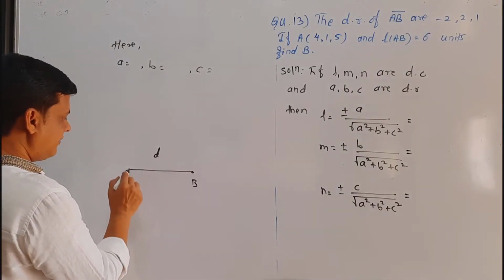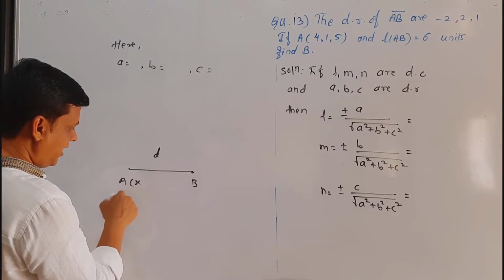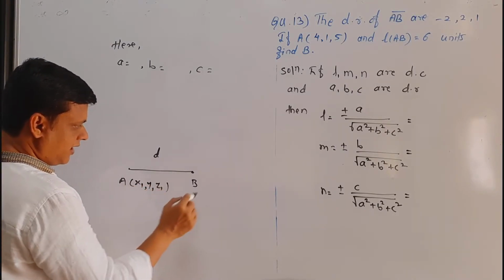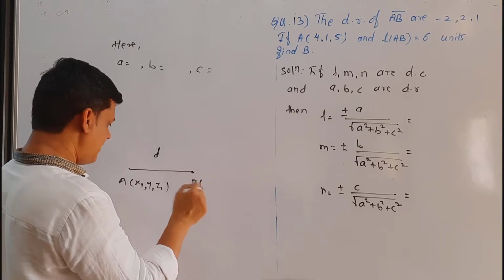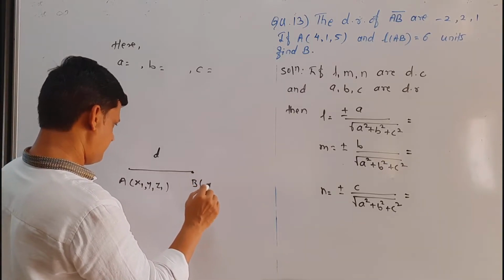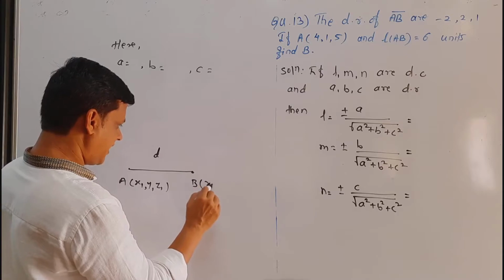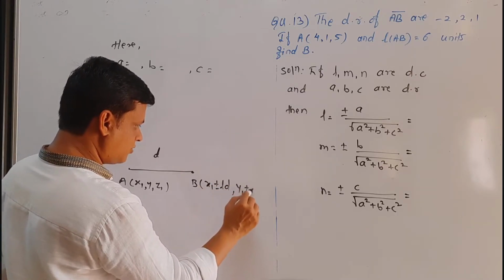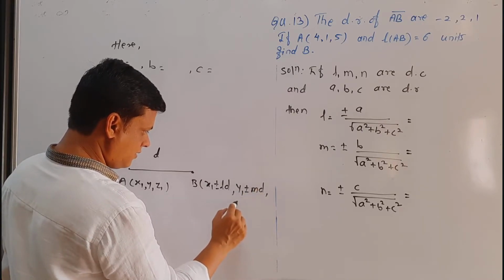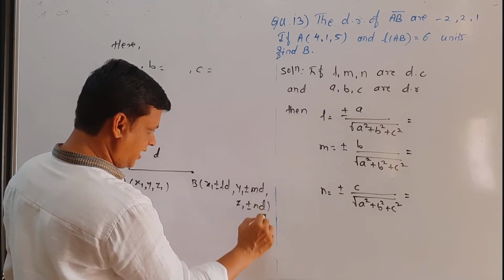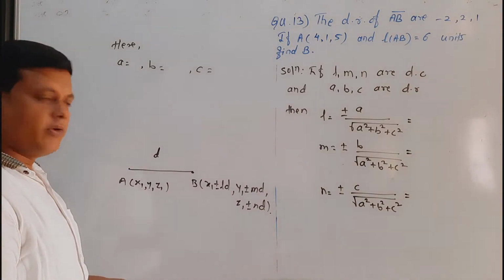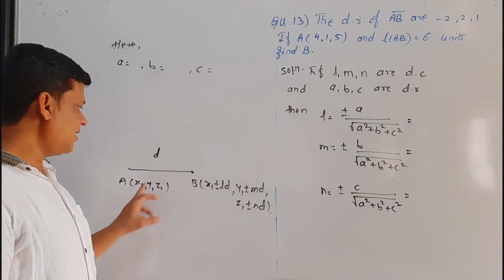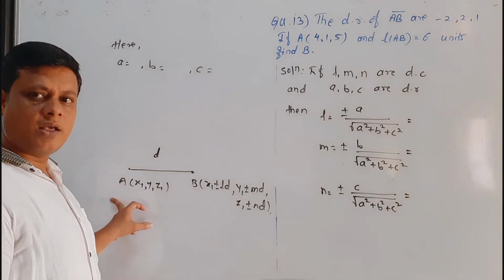So if the coordinate of point A is x1, y1, z1, then the coordinate of this point B is x1 plus or minus Ld, y1 plus or minus Md, z1 plus or minus Nd. By using this formula, we can find the coordinate of the other point which is at a distance d from the given point.